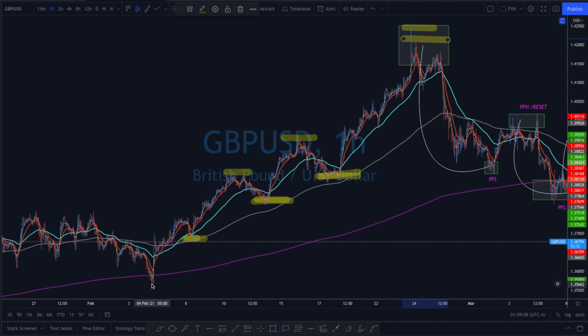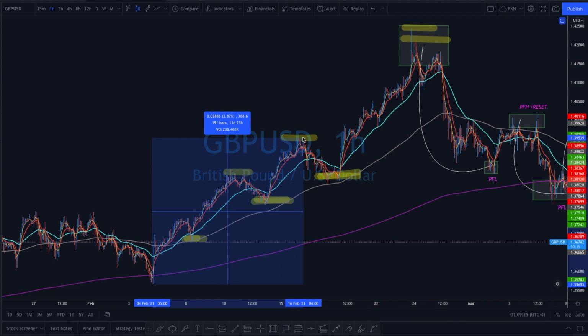So if we go from the bottom to the top here, it's 176, right? That's not enough for 3 times ADR. We go up to here, we got 301. Okay, that's enough for 3 times ADR. We know that. How about if we go up here? If we go up here, it's 388, right?